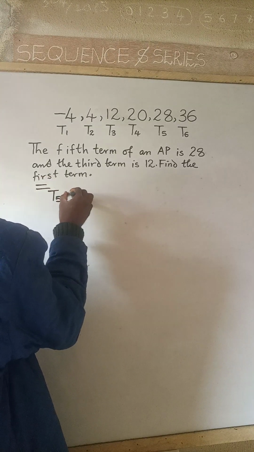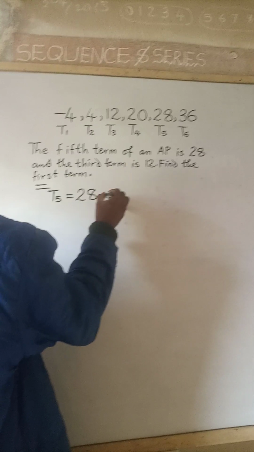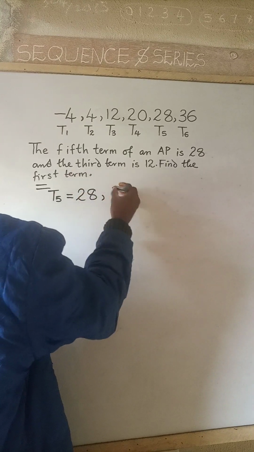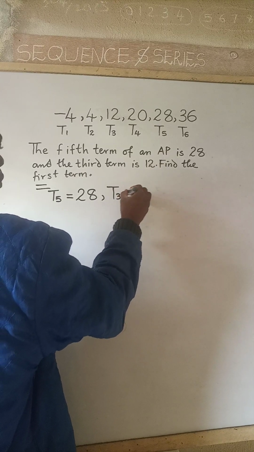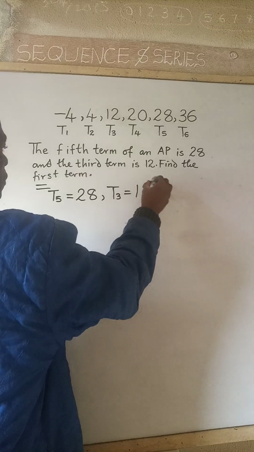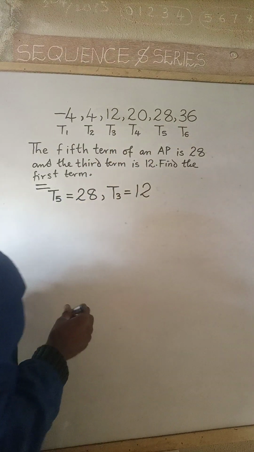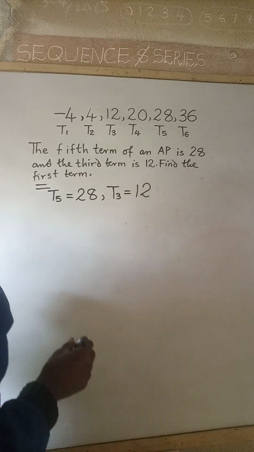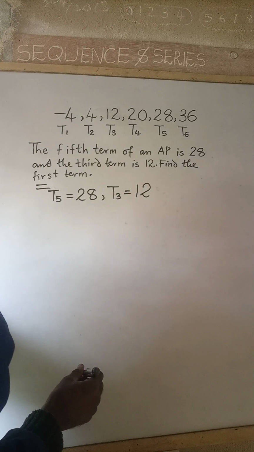so we are given the fifth term is equal to 28, and the third term is 12. The third term is 12, like the way we have it here. So we are now asked to find the first term. For us to do that is very simple.